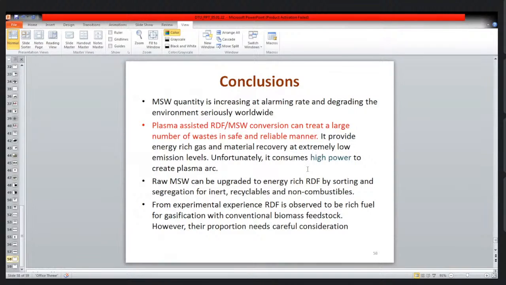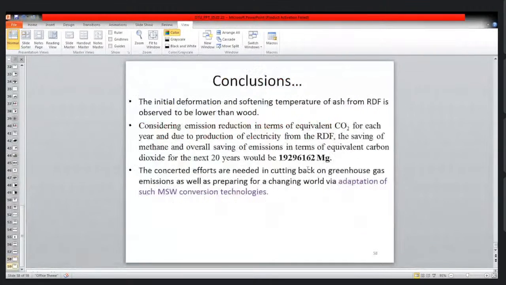Raw municipal solid waste can be upgraded to energy rich RDF by sorting and segregating inerts, recyclables, and non-combustibles. From experimental experience, RDF is observed to be a rich fuel for gasification along with conventional biomass feedstock. However, their proportion needs careful consideration in gasifiers. The initial deformation and softening temperature of ash from RDF is observed to be lower than wood. So this is welcome.